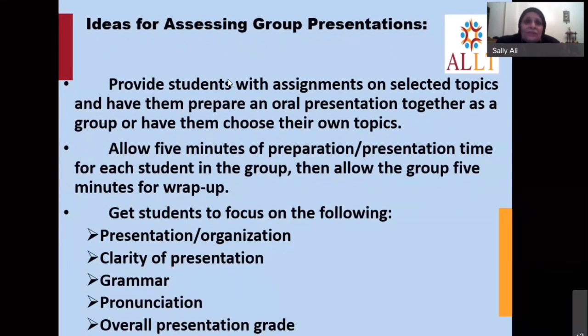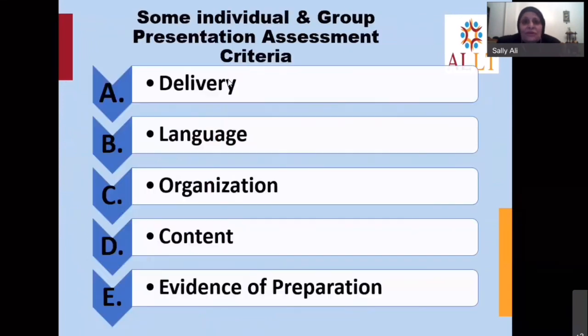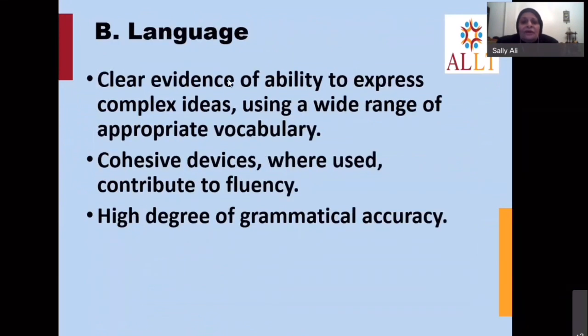Now, we've got some individual and group presentation assessment criteria. We've got the delivery. Next, we have the language. Then we have organization, content, and then evidence of preparation. Let's look at delivery. Now, delivery focuses on their volume, good eye contact, intonation. Next, we've got the language, which focuses on grammar and vocabulary. And then we've got clear evidence of ability to express good ideas. This is language. Cohesive devices are used well. High degree of grammatical accuracy.